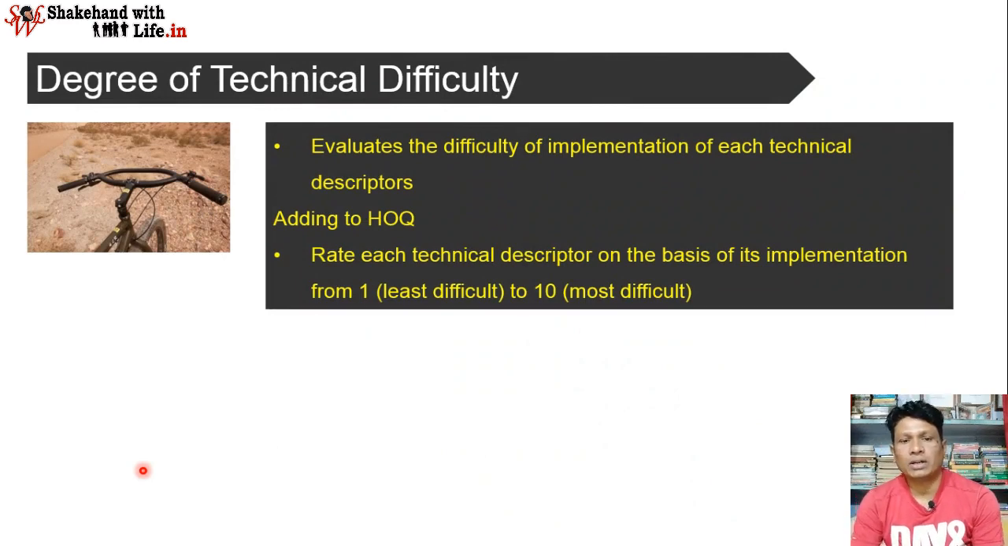So what is the degree of technical difficulty? It evaluates the degree of implementation of each technical descriptor. That means if we consider steel, then how difficult is it to manufacture a handlebar stem using steel. So it evaluates that. So how do we add the score for technical difficulty to the house of quality? We need to rate each technical descriptor on the basis of its implementation from 1 for least difficult to 10 which is for most difficult.